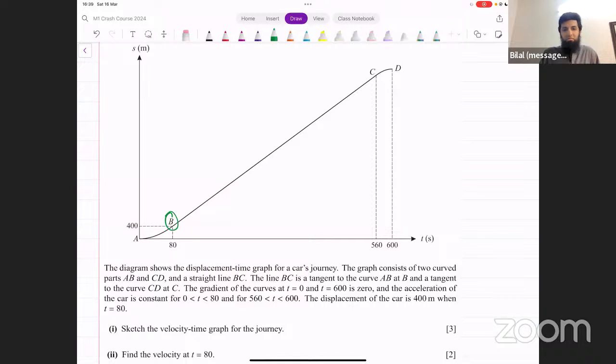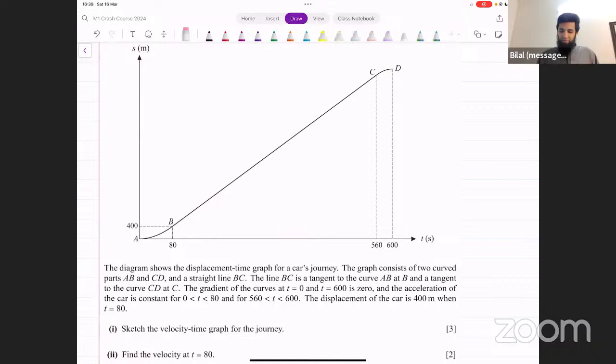So BC is a tangent to the curve AB at this point. That means the straight line has the same gradient as the gradient of the curve at this point. If it's tangent to the curve at the point B, that means the gradient of this line is the same as the gradient of the curve at the point B, because a tangent and a curve have the same gradient at a particular point. Now, what about the curve CD? This line is also a tangent to the curve CD at the point C. That means the gradient of the curve at that point C is also the same. Okay, that's what we're given.